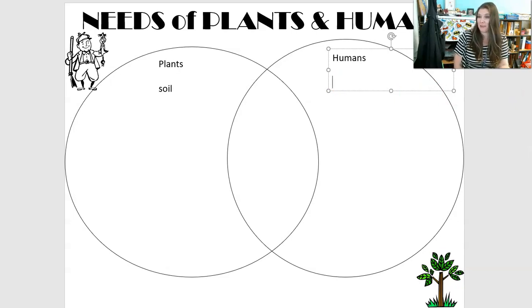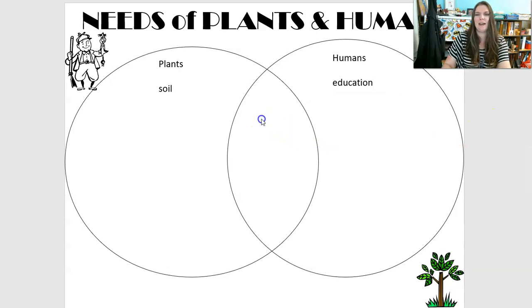I was talking about what plants need and what humans need. Plants, we know, need soil. Humans don't need soil to survive or to thrive or to succeed. Something that I was thinking about that humans need is an education. We need to learn how to read and to write in order to be successful. Plants don't need to do that. So that's something that only humans need.